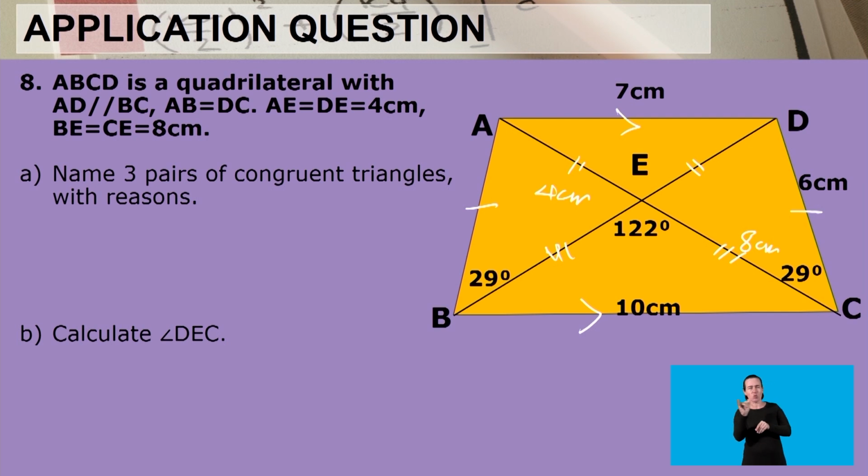The first pair is AEB. They have 3 markings of 3 sides that are equal. So the first one is triangle AEB and triangle DEC. That's the first pair.